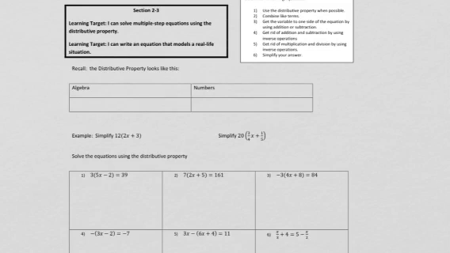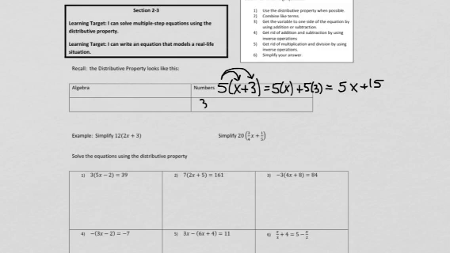With numbers, we would have something like 5 times the quantity x plus 3. So we would distribute the 5 to the x, so that's 5 times x, and then I would distribute the 5 to the 3, so we would have the plus 5 times 3, and that would equal 5x plus 15.